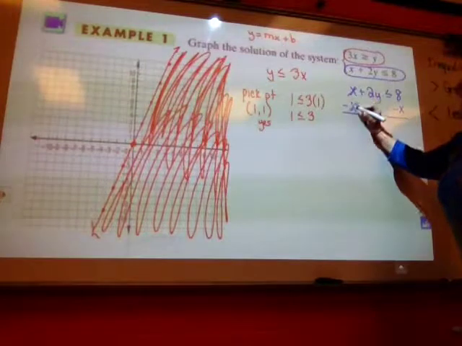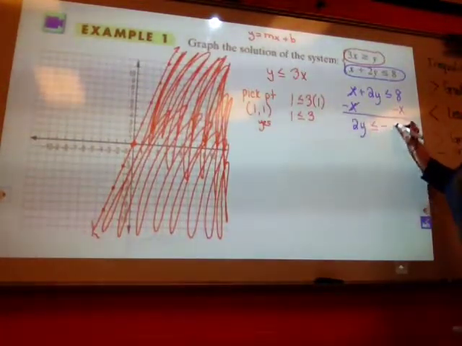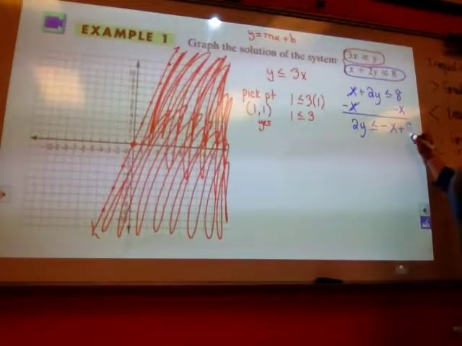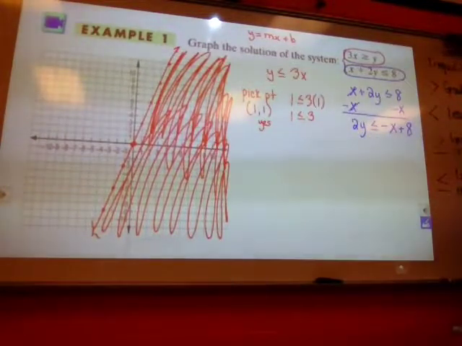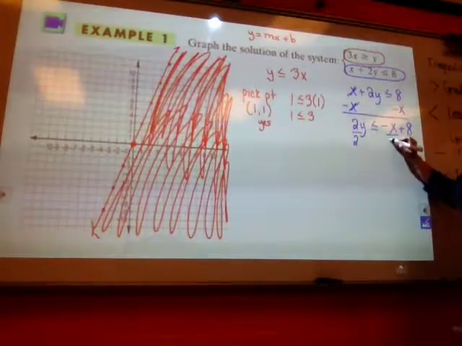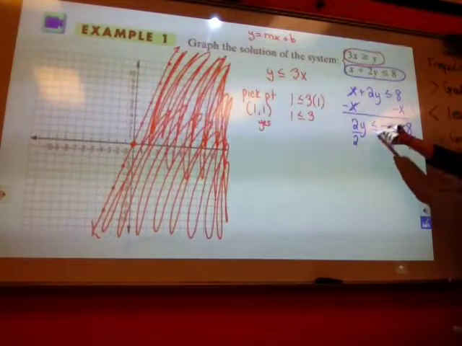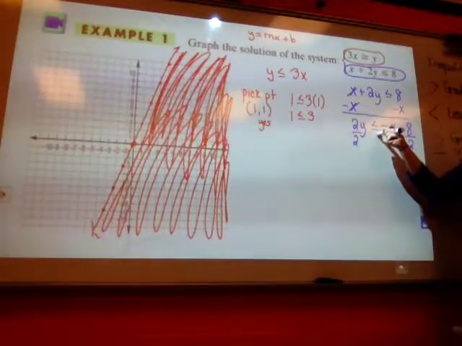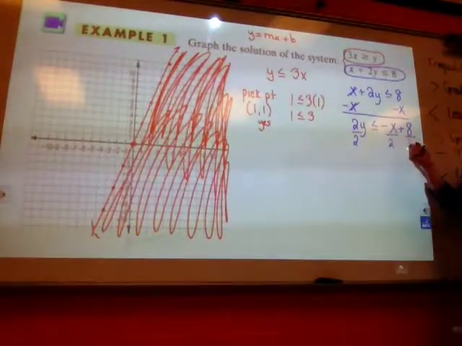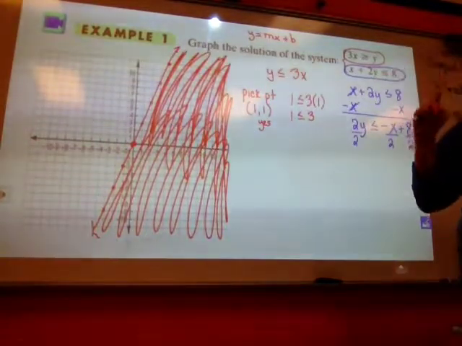Those are going to cancel out. I'm going to have 2y is less than or equal to a negative x plus 8. Does everybody agree with that? Then I have to go through and divide by 2. Now, do I have to change my sign, or flip my inequality? No. When do I flip my inequality? When I divide or multiply by a negative.